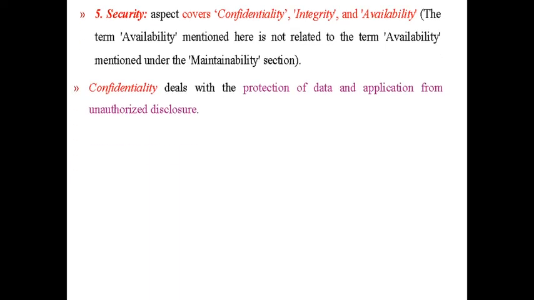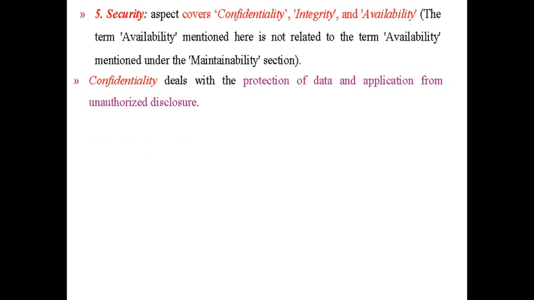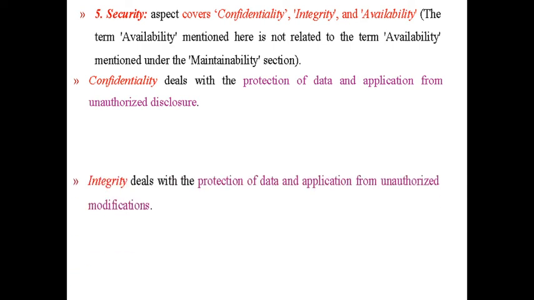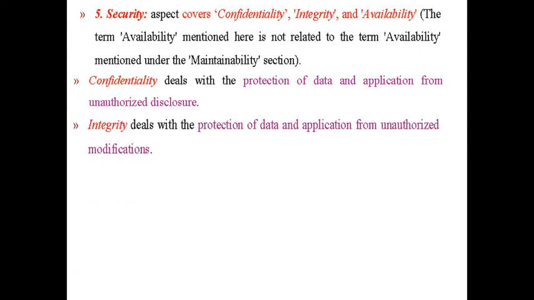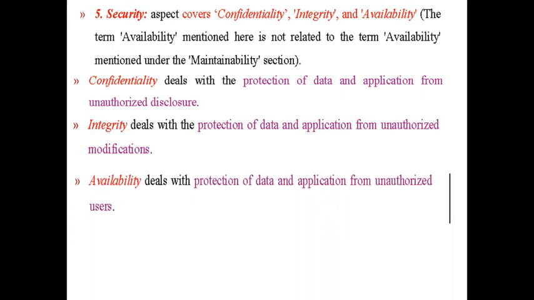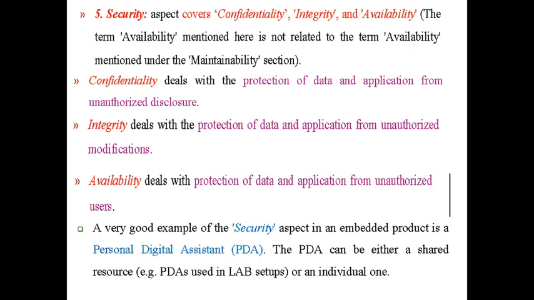Then the next attribute is security. The security aspect covers confidentiality, integrity and availability. Confidentiality means the protection of data or the application from unauthorized disclosure to users. Integrity deals with protection of data and the application from unauthorized modification. Availability is protection of data and the application from unauthorized access by users.